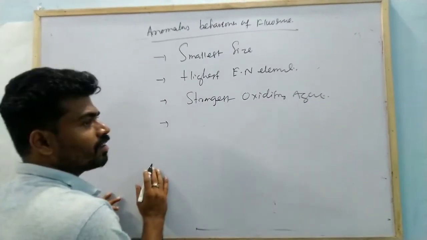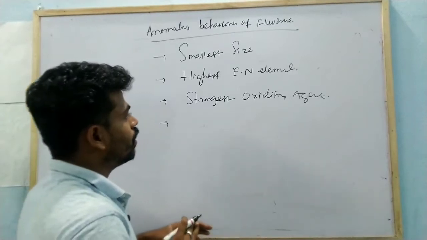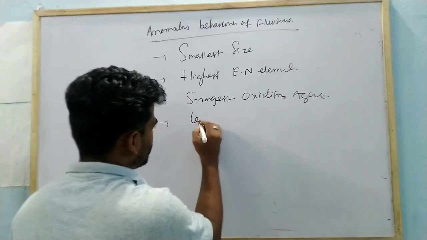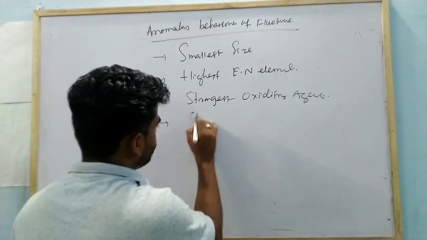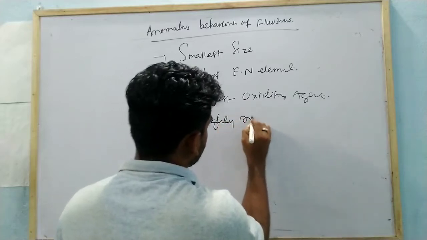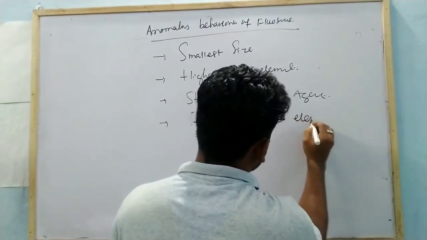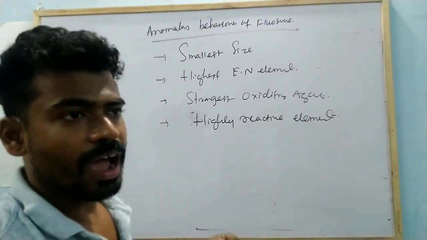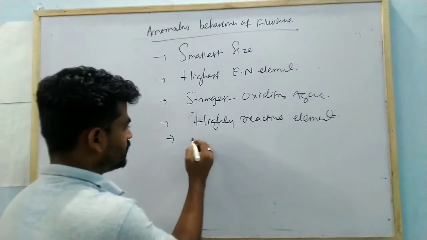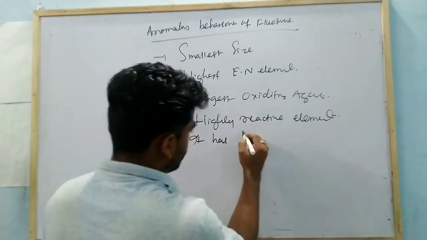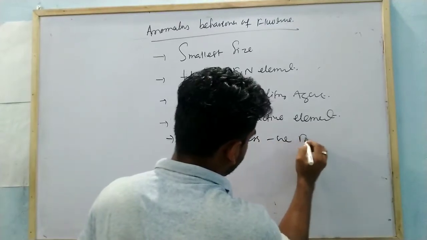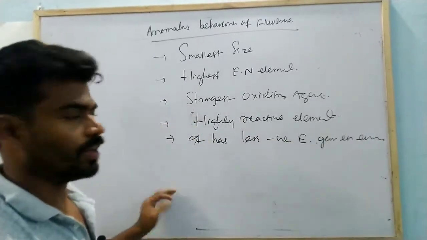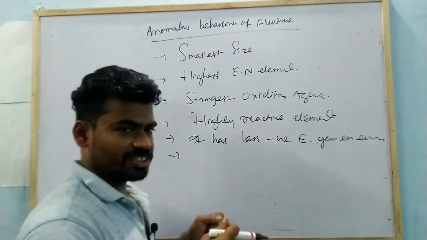Next, fluorine is a highly reactive element. And regarding electron affinity, it has less negative electron gain enthalpy. Next, bond dissociation enthalpy is less.